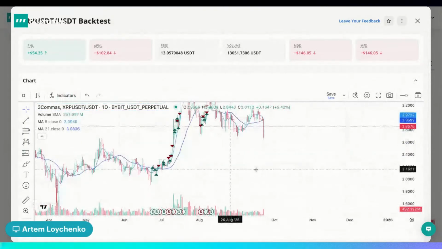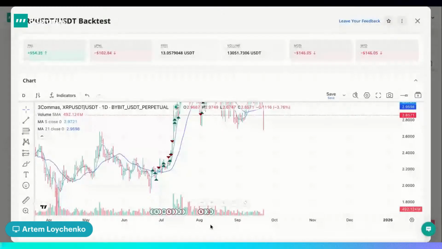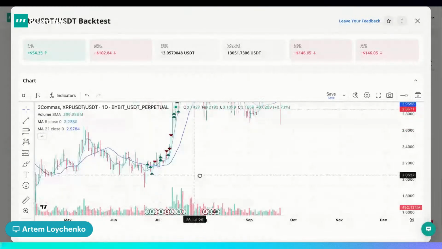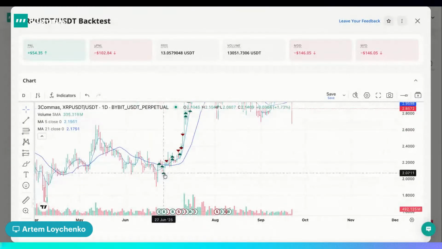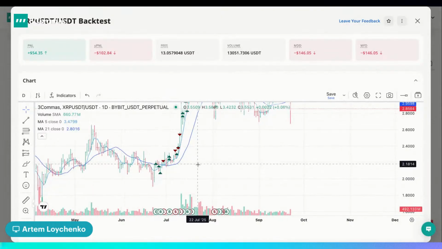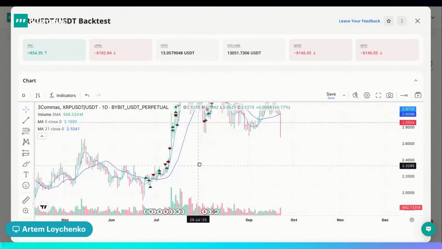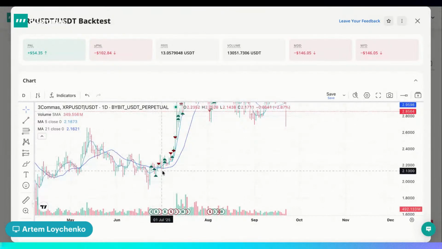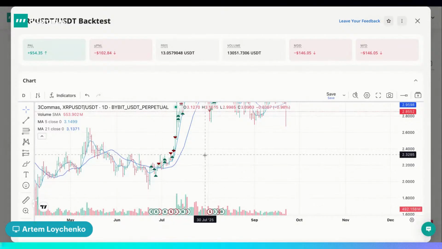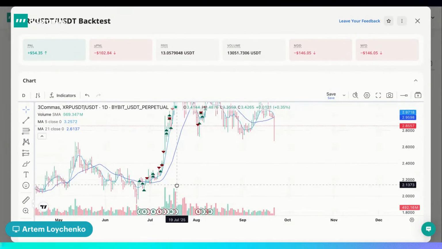Again, remember I told you that we were focused on the entries. Look at this entry. So this is what I wanted from the strategy, to catch the best entry points right before we jumped. So here obviously we did it, but the take profit was not really good. We ran out of the position quite early.